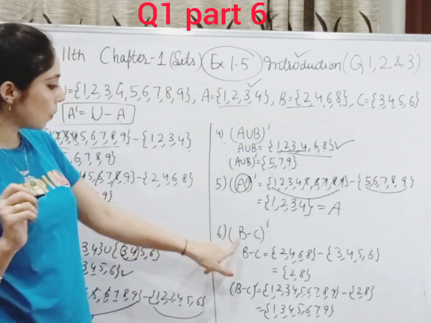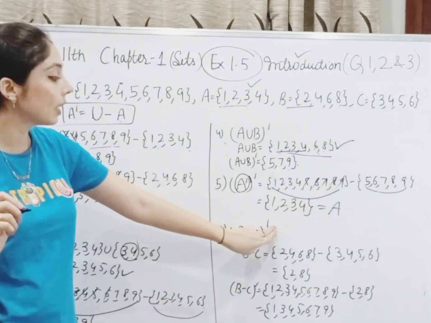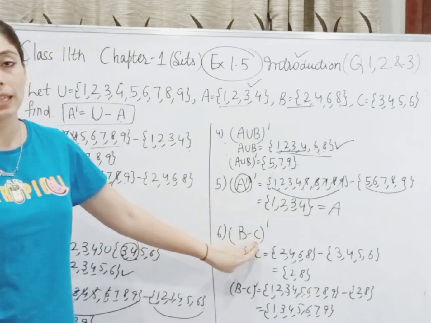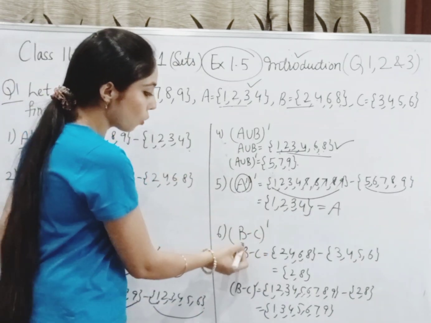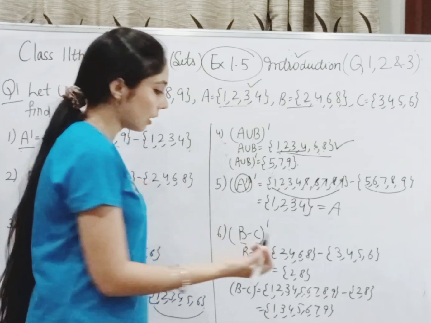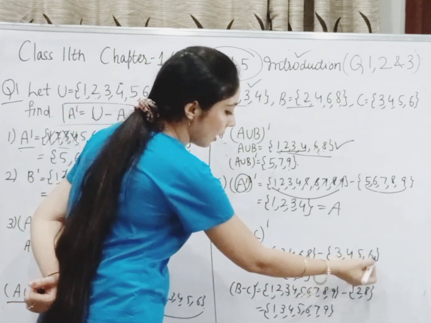Okay. So next one is (B minus C) complement. We have to find the complement of the difference of B and C. You know what the difference of sets is? Those elements of B which are not in C. Here B is 2, 4, 6, 8 and C is 3, 4, 5, 6.